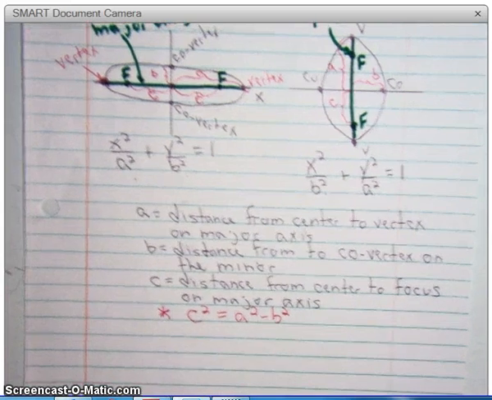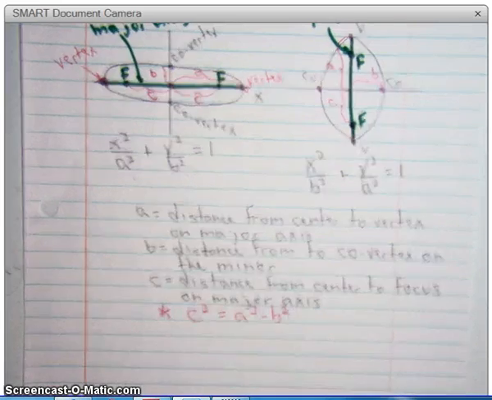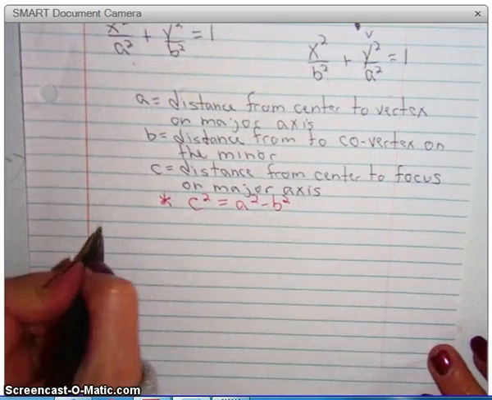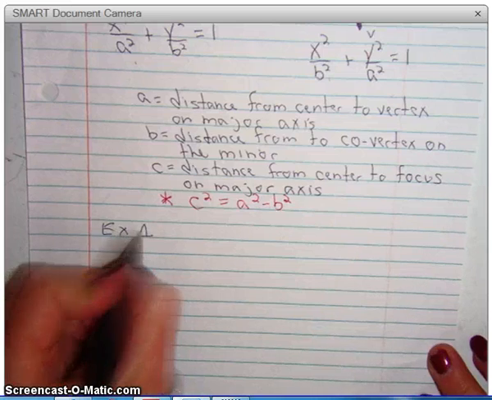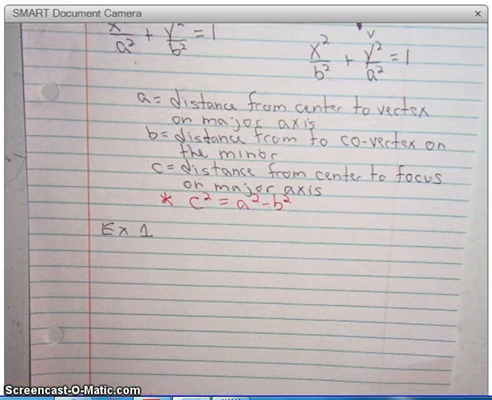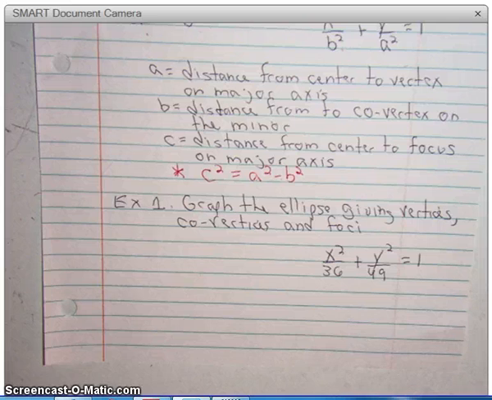All right, let's do one. Let's graph. So example 1. First of all, I need you guys to find A and B. Anybody know what A is? Anybody know what B is? Leah, what is A first of all?